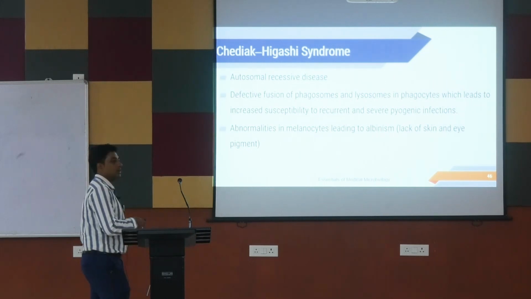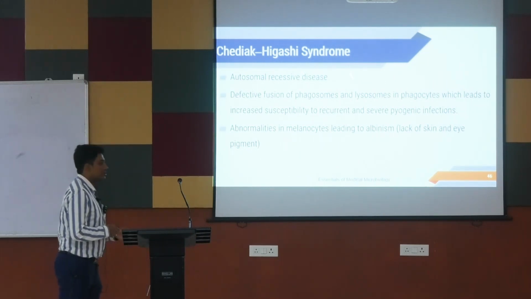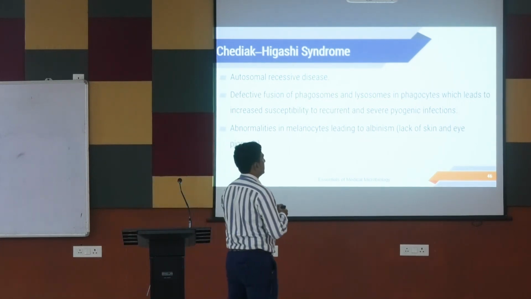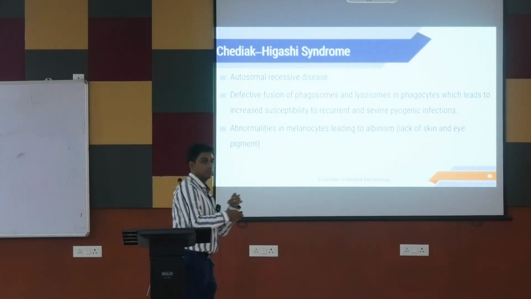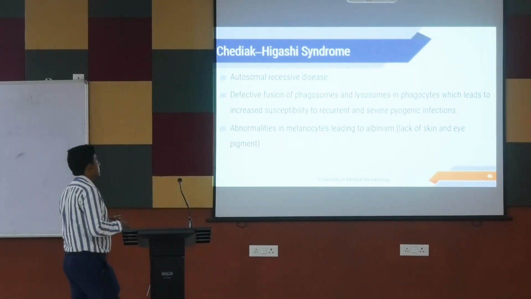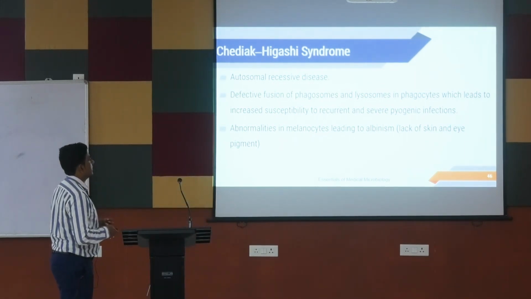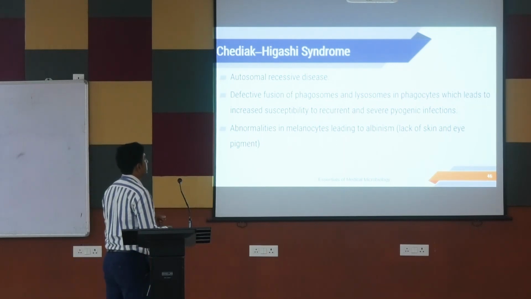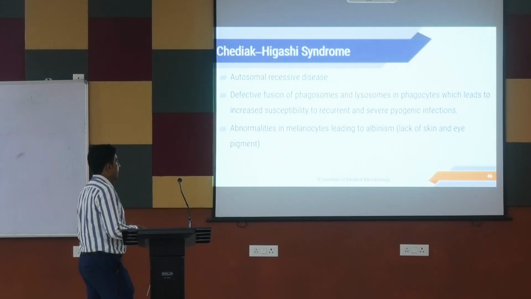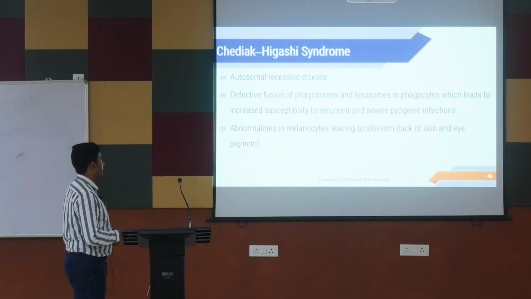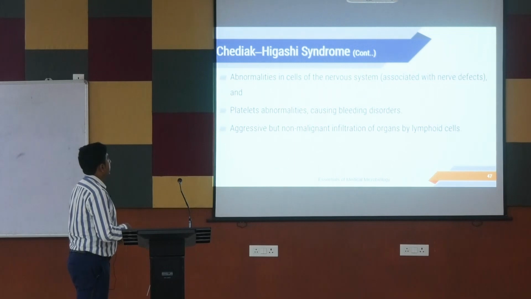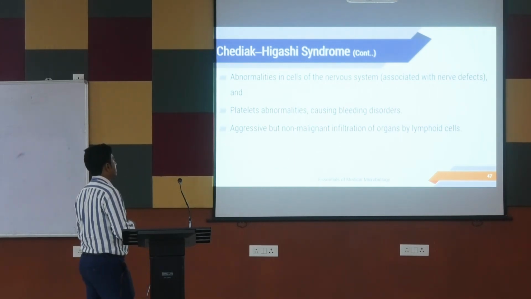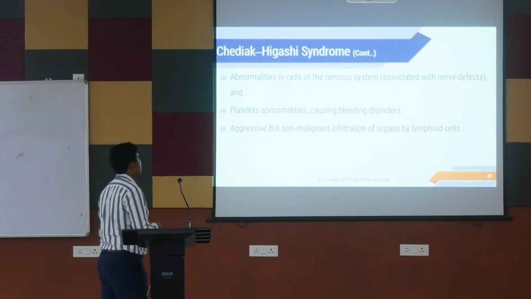Chediak-Higashi syndrome, এটাও short note আসে। This is an autosomal recessive disease where there is a defective fusion of the phagosomes and lysosomes, যেটা combine করে phagolysosome হতো, in the phagocytes, which leads to increased susceptibility in recurrent and severe pyogenic infections. Abnormalities in the melanocytes leading to albinism, lack of skin and eye melanin pigment. The abnormalities in the cells of the nervous system associated with nerve defects and platelet abnormalities causing bleeding disorders.